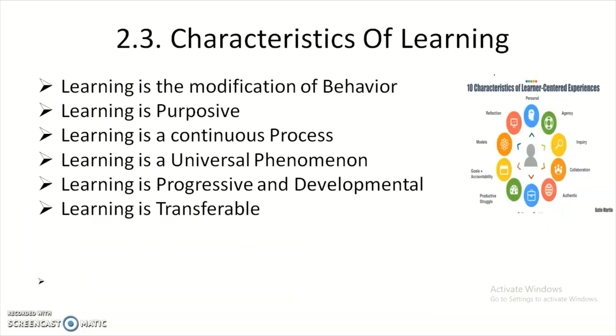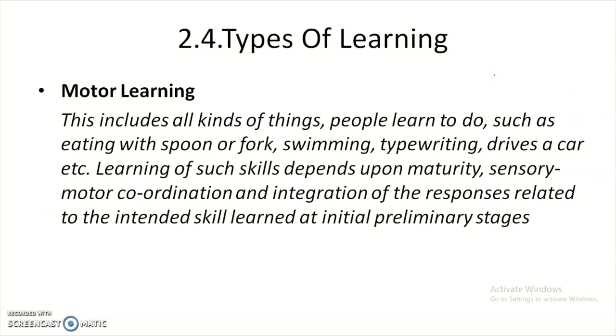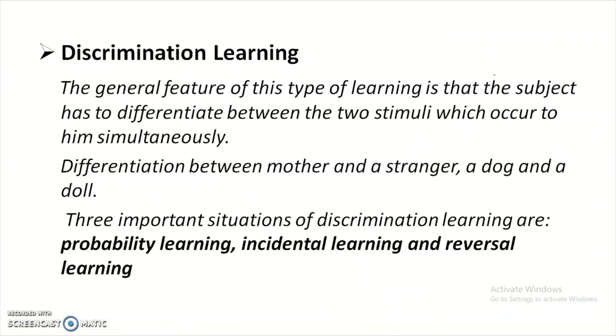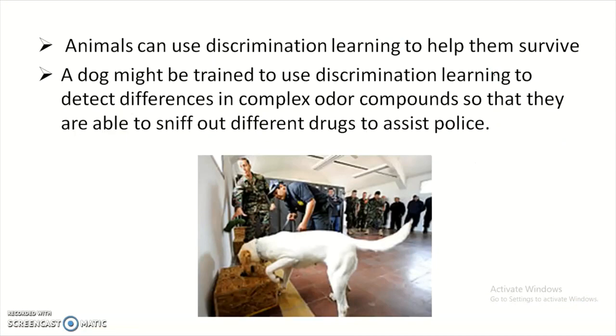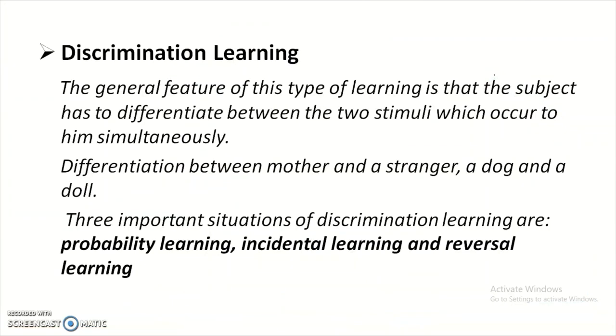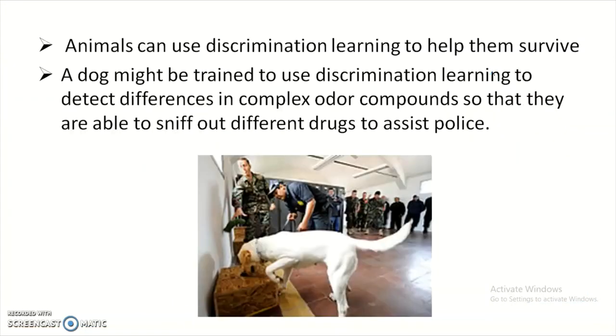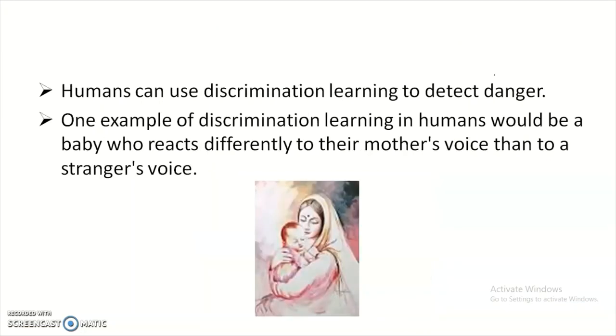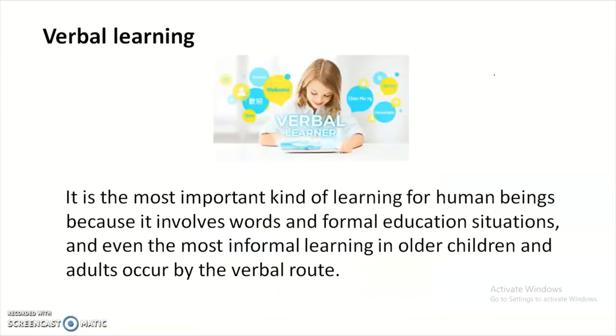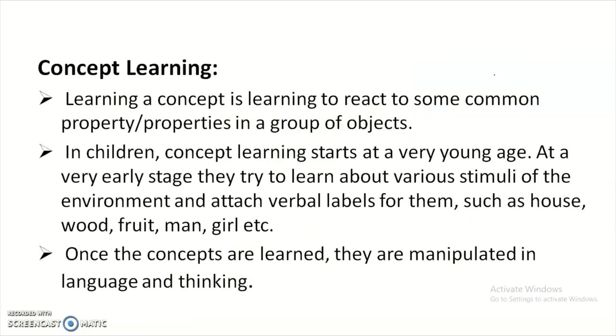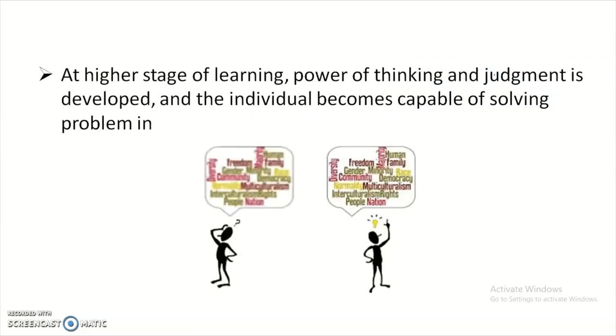And coming to the learning characteristics, learning must be a modification of behavior, and it must be purposive, a continuous process, a universal phenomenon, progressive and developmental, and it is transferable. So coming to the types of learning, 4 different types of learning are there. Motor learning, which relates to the sensory elements, and discrimination learning, where we are able to discriminate between two situations if they happen simultaneously. Here the animals are also trained to discriminate something. And verbal learning, where we start learning with respect to alphabets, words and sentences. Conceptual learning, which leads to thinking of something.